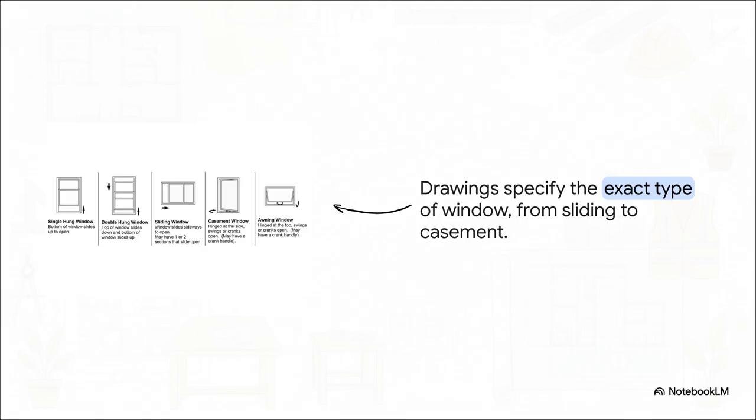They'll tell you exactly what kind. Does it slide up and down like a single hung? Does it crank outwards like a casement? This detail is what makes sure the final building looks and works exactly the way the architect imagined it.